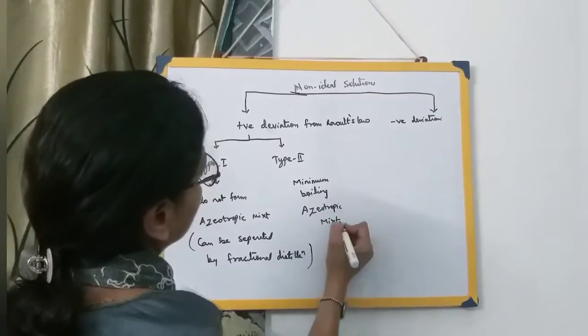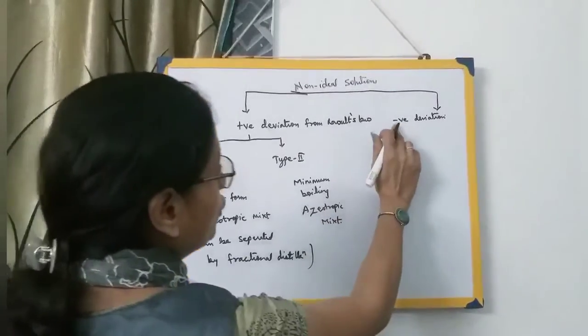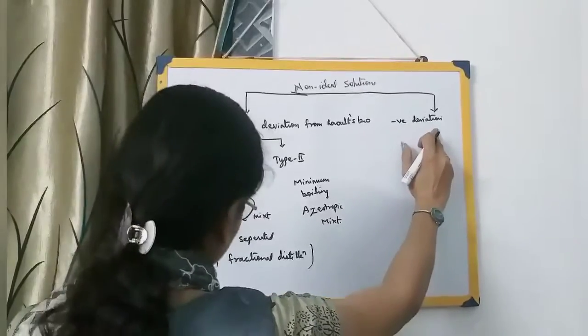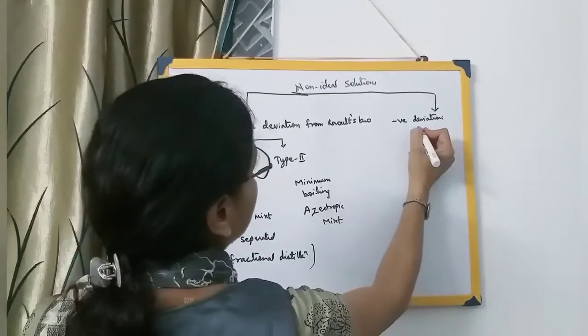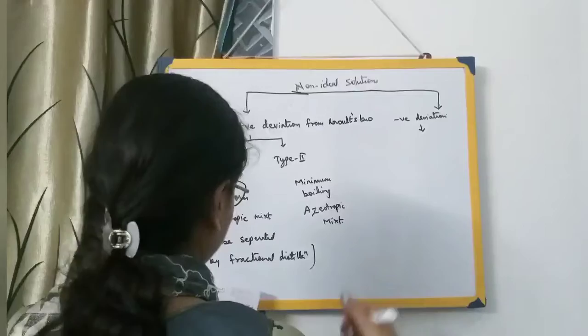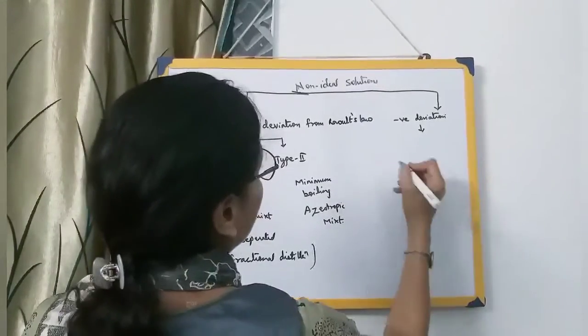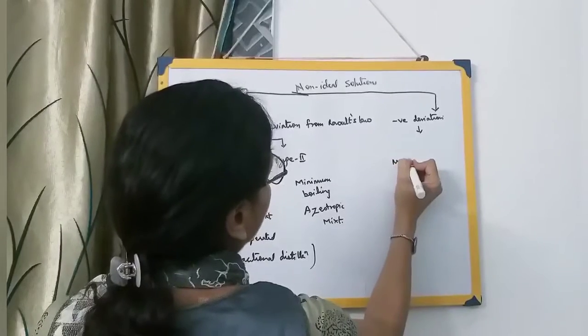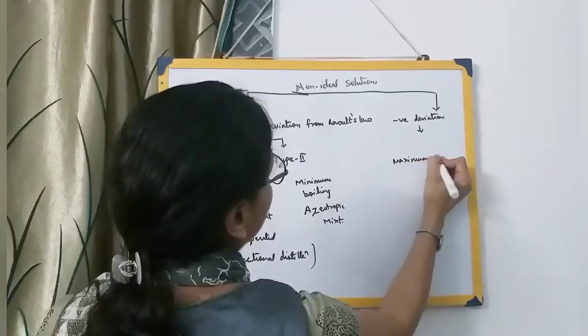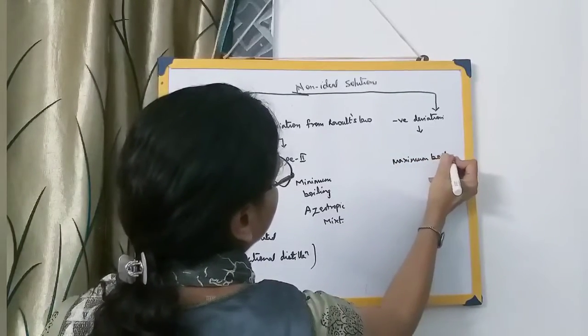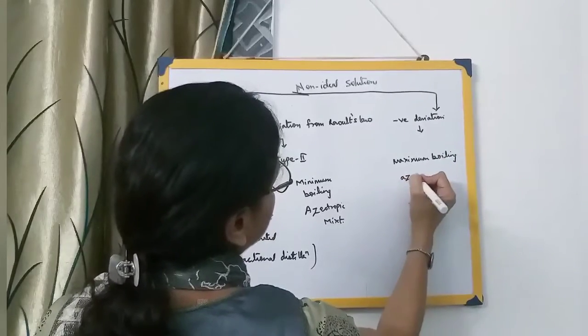I am writing in short over here. And the solution showing negative deviation from Raoult's law, they also, at a constant composition, at a particular temperature, at a constant intermediate composition, will show a maximum boiling azeotropic mixture. Maximum boiling azeotropic mixture.